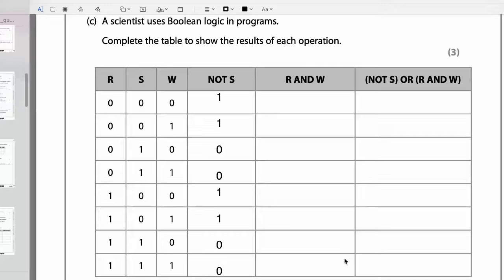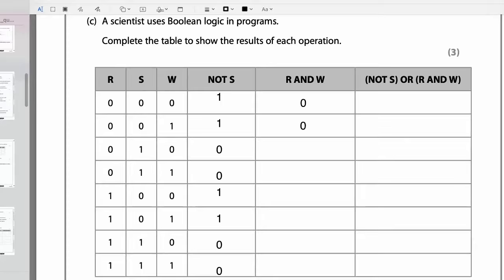1, 1, 0, 0, 1, 1, 0, 0. So zeros become 1s and 1s become 0s. Now we've got R and W. Now in order for that to be a 1, we need both R and W to also be a 1. So with 0 and 0, that's obviously going to be a 0 in the first row. So the first row is 0.